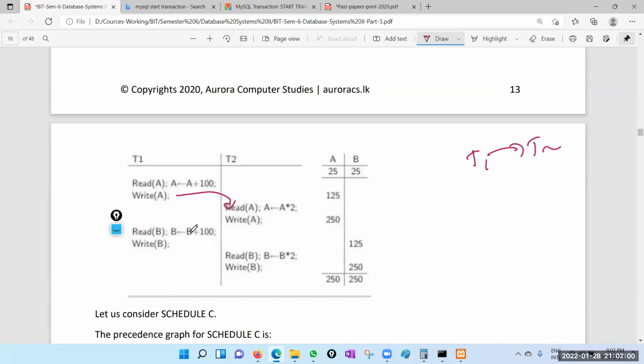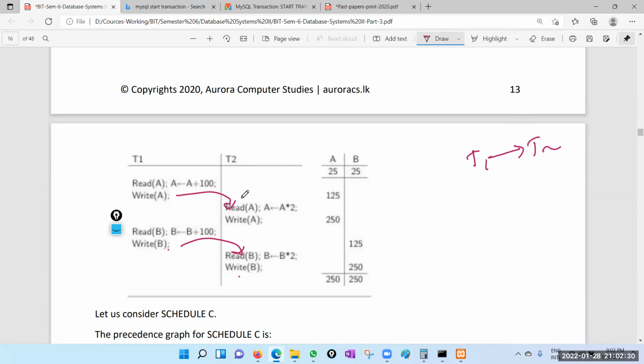What about this? B, first time we are working with B, no issue here, same transaction. Write B, read B, or write B, write B. So that is again T1 to T2. Already we have mentioned that. Right? T1 to T2. So can you see a cycle? No cycles. So therefore, this is conflict equivalent, so this is a conflict serializable schedule.